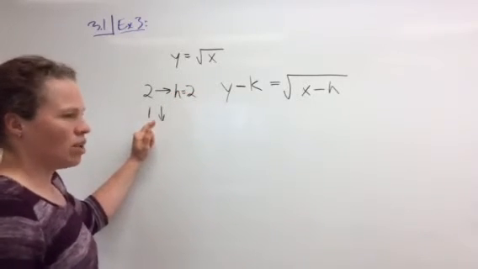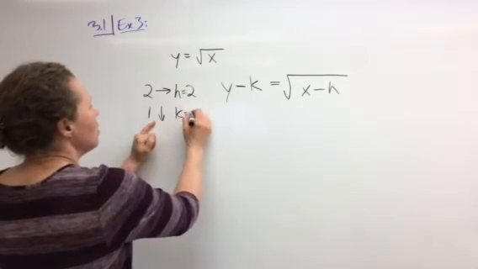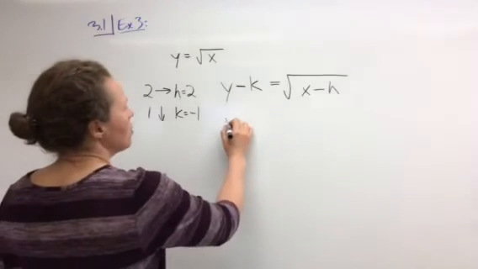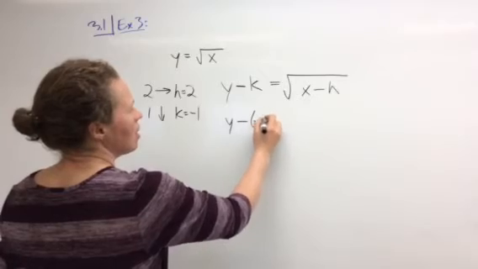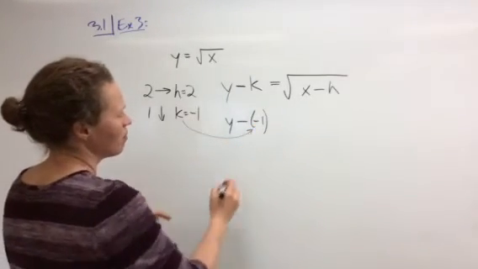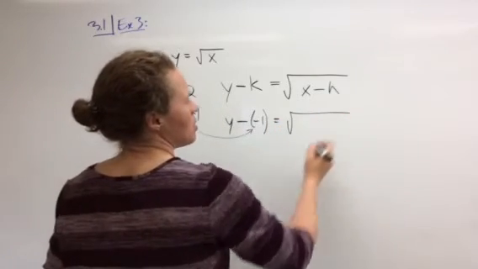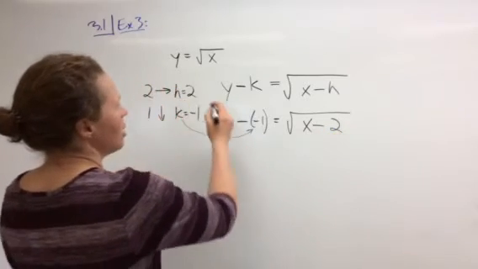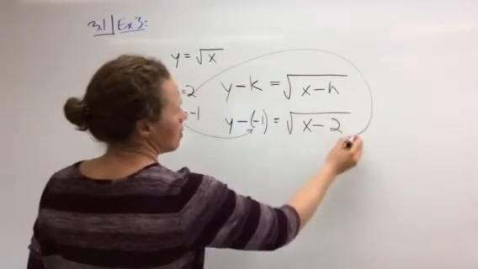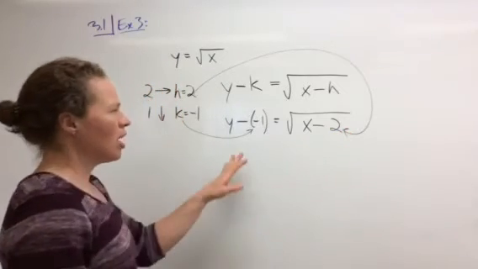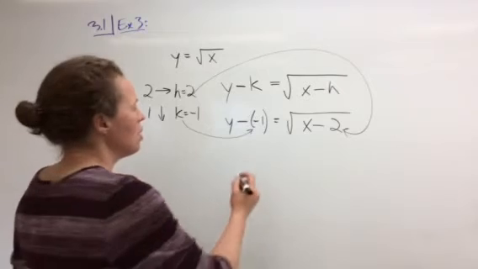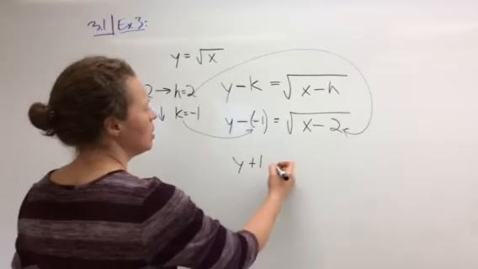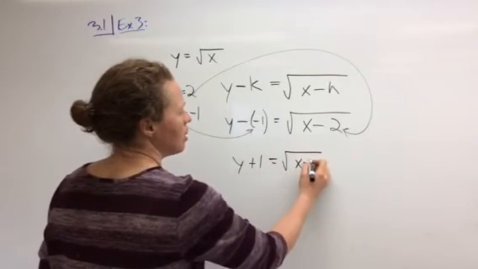And 1 down is going to give us a k value of negative 1 because it's going down. So now we plug those into the formula. I would go y minus negative 1, because that's my k, equals, I write my square root, x minus 2, because that's my h. So I can just kind of go, that's where the 2 went. I'm not going to leave it like this, though, because I can simplify this one. So my final answer is going to be y plus 1, because minus a negative is a positive, equals the square root of x minus 2.